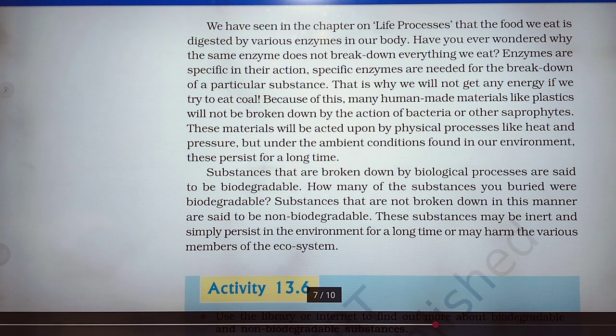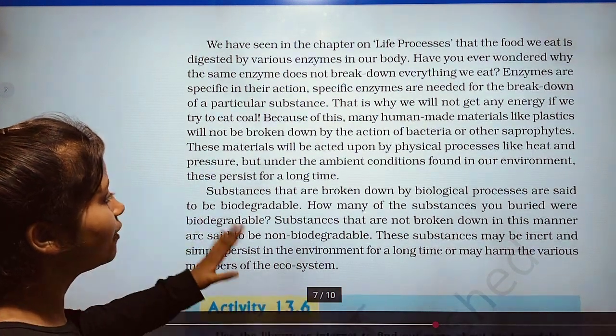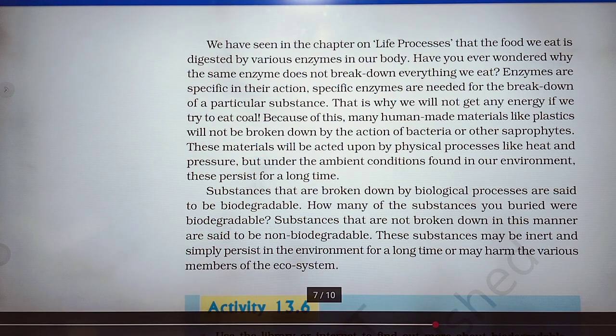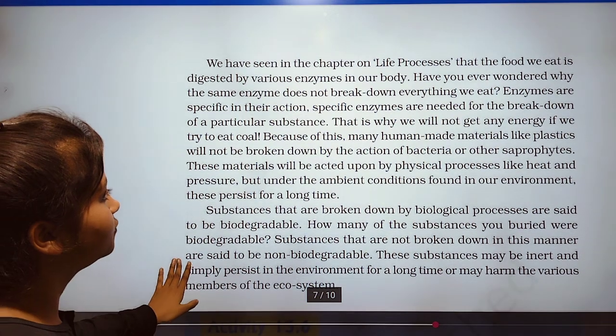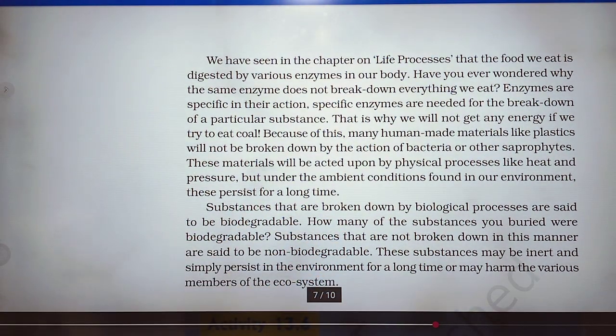To break these things down we have to use a physical process like heat and pressure. But the action of bacteria or other saprophytes present in our environment cannot break down human-made materials like plastic, just as we cannot get energy when we eat coal.